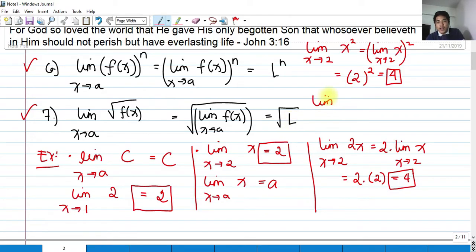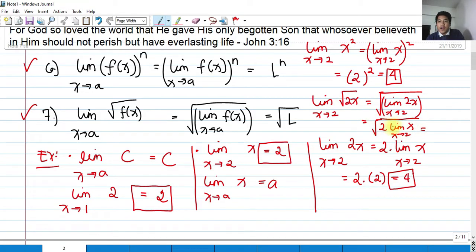So, let's try the limit of the square root of 2x as x approaches 2. We can have the limit of 2x as x approaches 2. So we can evaluate the limit of the inside. If we simply substitute 2 here, we can factor out 2, the limit of x as x approaches 2. So we have now, as x approaches 2, the square root of 2 times the limit of x as x approaches 2, which is 2 times 2.